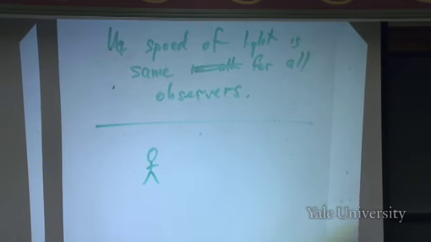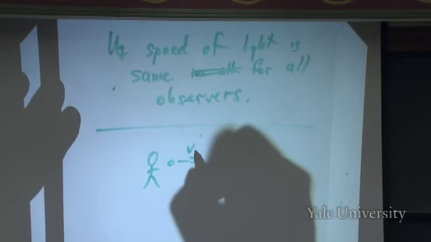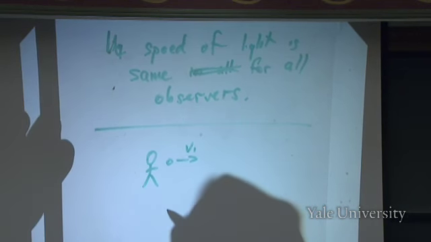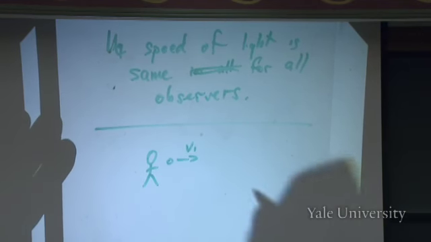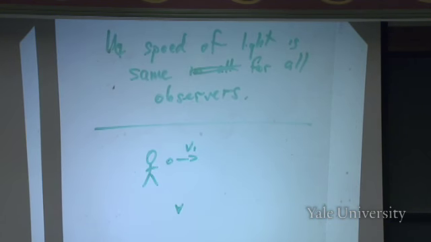Here's a guy, and let's say he's a baseball pitcher, and he's throwing a ball. So here's the ball, and it's moving this way at some velocity, which we'll call v1. And you're down here somewhere, doesn't really matter. You've got a radar gun, and you measure the velocity of that baseball. How fast is it going? Well, if he throws it at v1 and you're at rest with respect to him, then you measure v1.